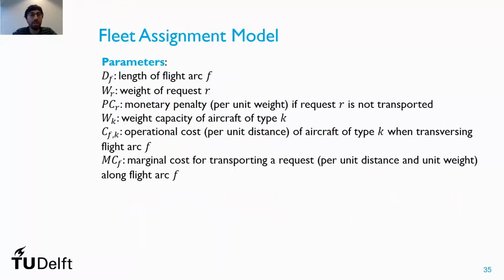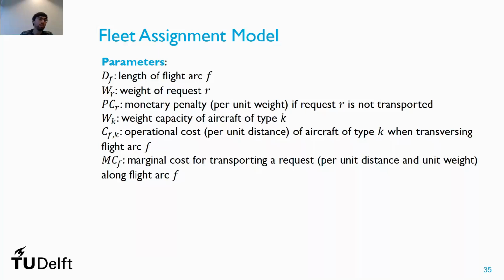We also have a set of parameters, namely df, the length of a flight arc f, wr, the weight of request r, PCR, which is a monetary penalty per unit weight if a certain request is not transported, WK, which is the weight capacity of aircraft of type K. Then we have CFK, which is the operational cost per unit distance of aircraft of type K when traversing a flight arc. And we have MCF, which is the marginal cost for transporting a request per unit distance and unit weight along flight arc F.